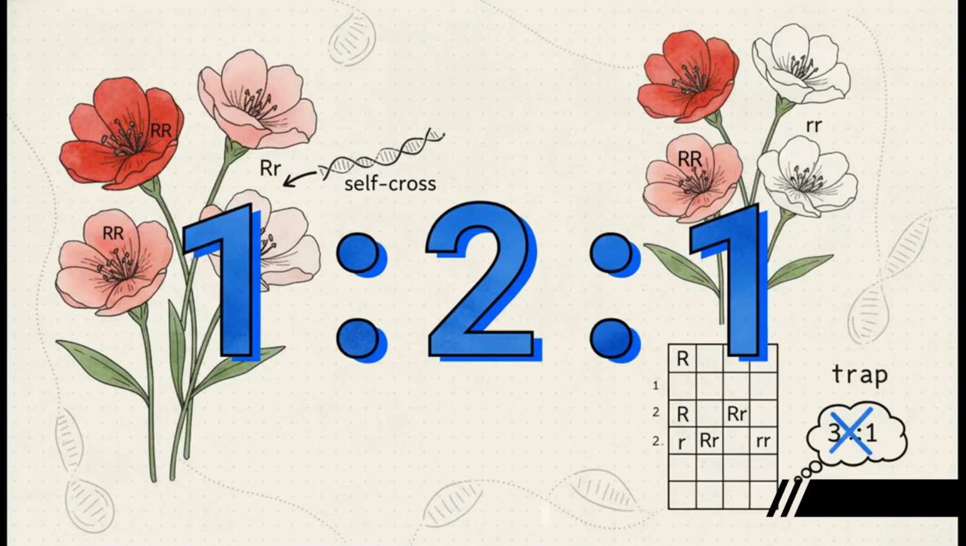Now, here's the crucial point for your exam: this ratio. When you self-cross those pink flowers from the F1 generation, the next generation gives you a phenotypic ratio of 1 red to 2 pink to 1 white. See what happened there? The phenotypic ratio is exactly the same as the genotypic ratio. This is a huge Q-trap. So many students just automatically write 3 to 1. But for incomplete dominance, you have to remember, it is always 1 to 2 to 1.